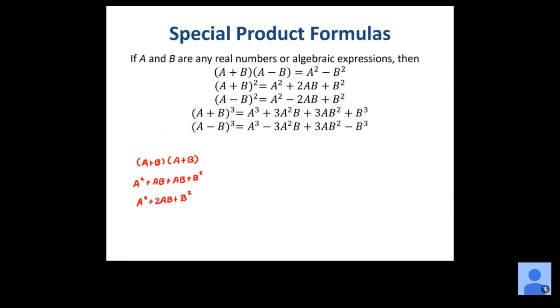And you can do similar work for the next one. It's just a minus b times a minus b. If you use FOIL, combine your like terms, you should get a squared minus 2ab plus b squared.